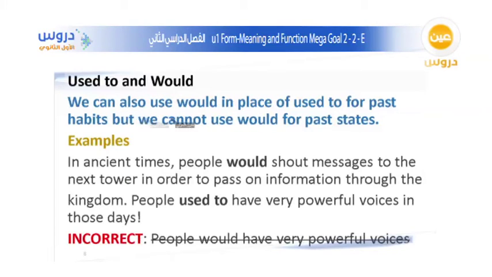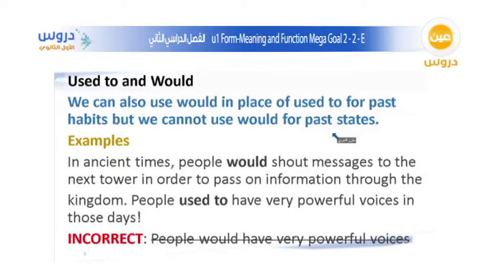So now used to and would. So actually we can also use would in place of used to for past habit, but here we cannot use would for a state. For example, we can say in ancient times people would shout the messages to the next tower in order to pass on information through the kingdom, but people used to have very powerful voices in those days. So used to here, we actually used it because it's a state. We were expressing something that was happening before, okay?